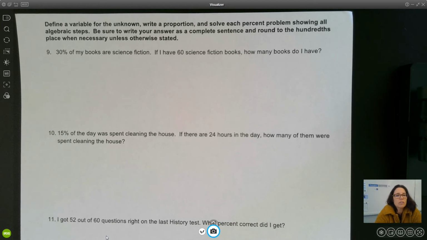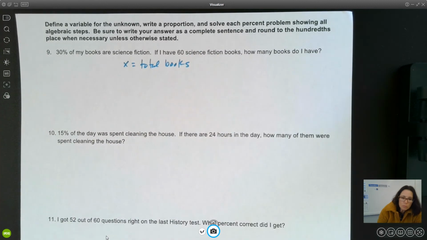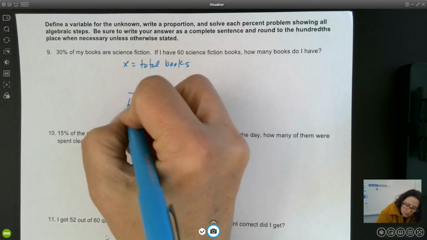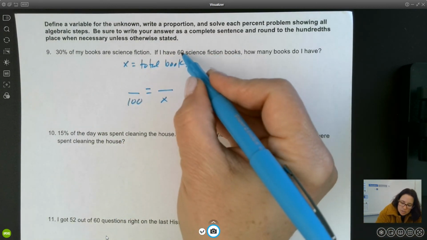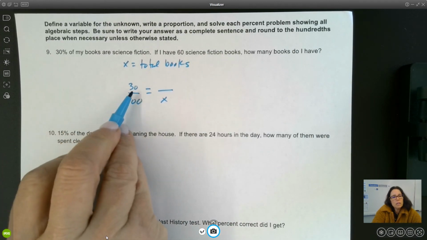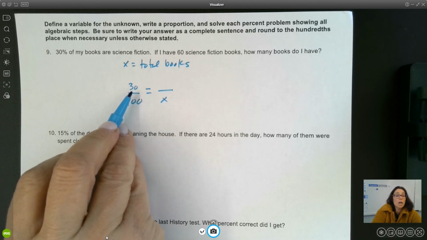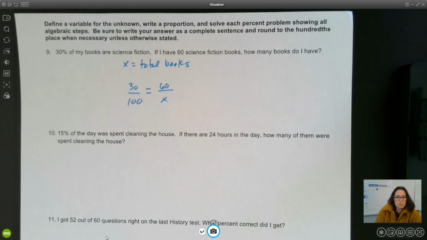30% of my books are science fiction. If I have 60 science fiction books, how many books do I have? Okay, we're going to set up a proportion. We're looking for the total books. The total books is going to go down on the bottom with the 100. We're looking for 60 and 30 go together, so 30%. You always have to decide, am I putting 30 in here, or 70, or 130? 30% is the 60. So there's your setup.